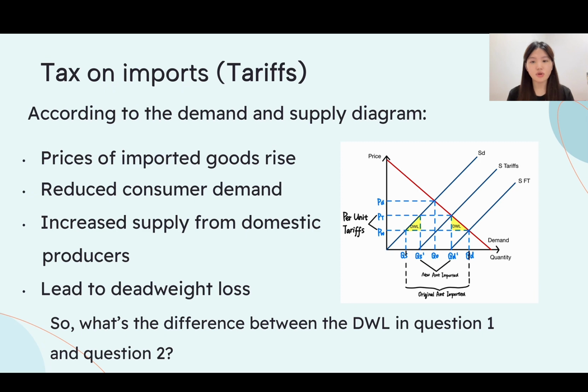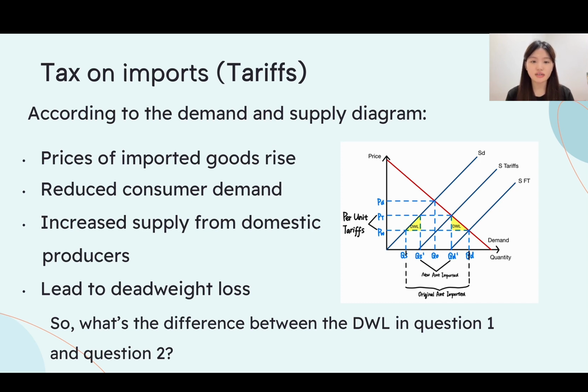Now let's look at a more important question. What's the difference between the deadweight loss in question 1 and question 2? I think that although both lead to a less efficient market, they have differences.